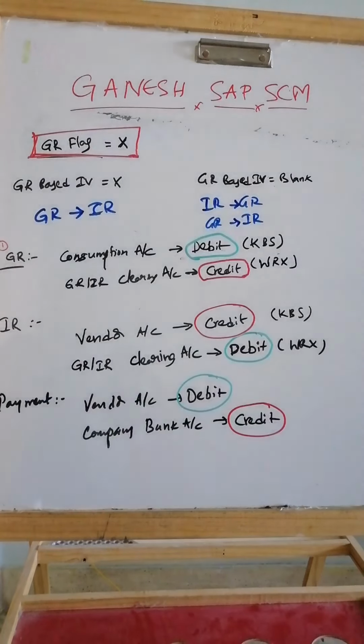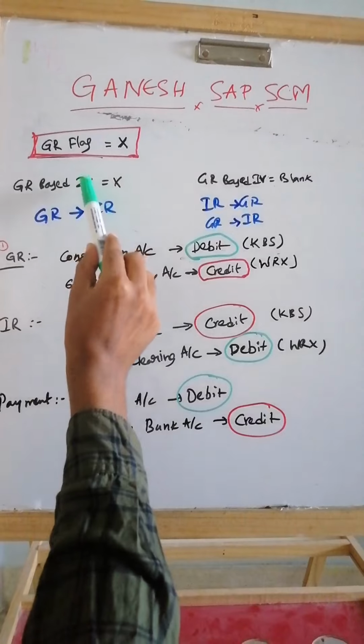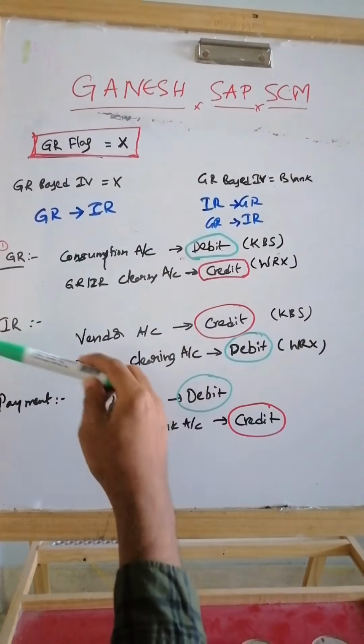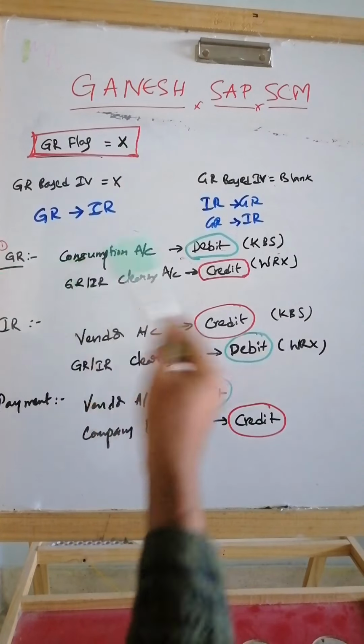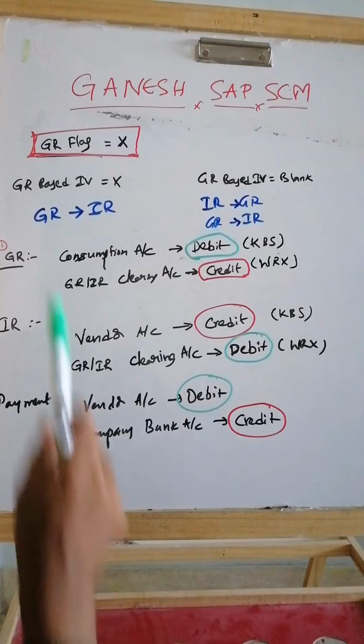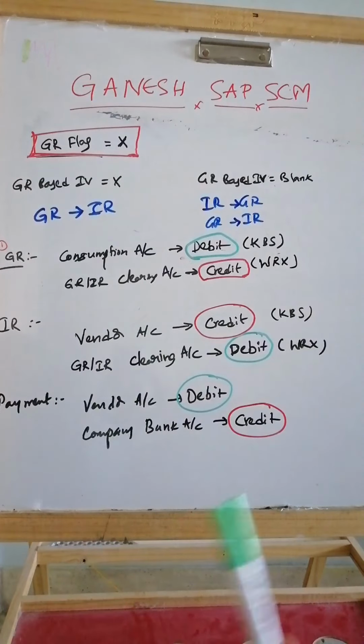When the GR flag is X, whether you have a GR based IV or no GR based IV, if it is no GR based IV, you can do first IR, then GR. That sequence only will be controlled, but accounting wise there will not be any difference. GR based IV, there will be amount wise difference if you are posting extra amount, that kind of cases. Okay, let's talk about the exact amount for GR and IR in these cases.